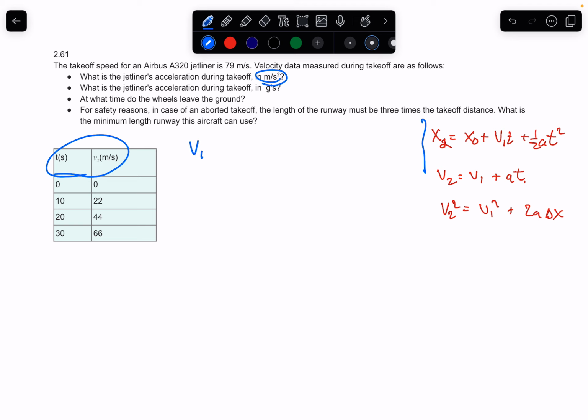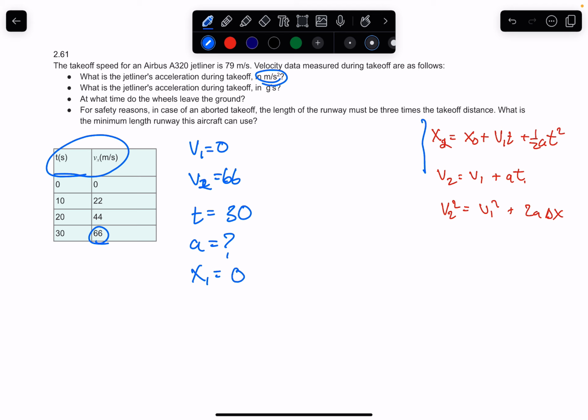We know V1 is 0 meters per second. And ultimately at takeoff, his V2 is 66. And his time is 30 seconds, right? A, we don't know. And we do know x1 equals 0. He's starting out at a 0 place, and then we do not know what x2 is. And so I think they're going to ask you to solve for A and x2, probably.